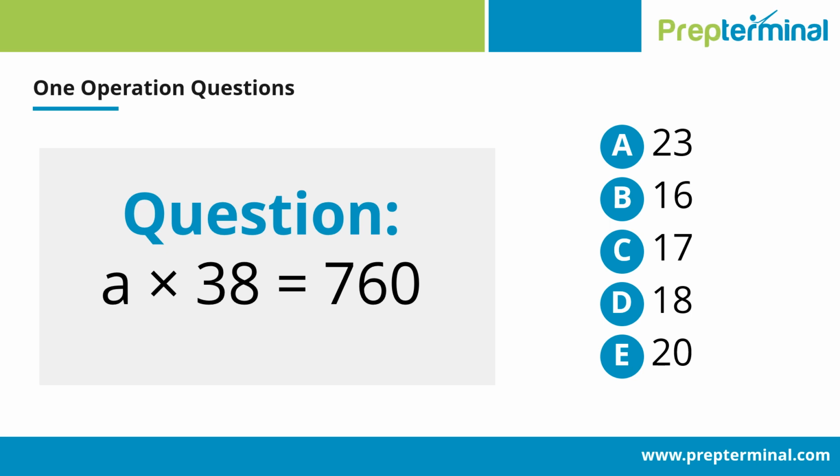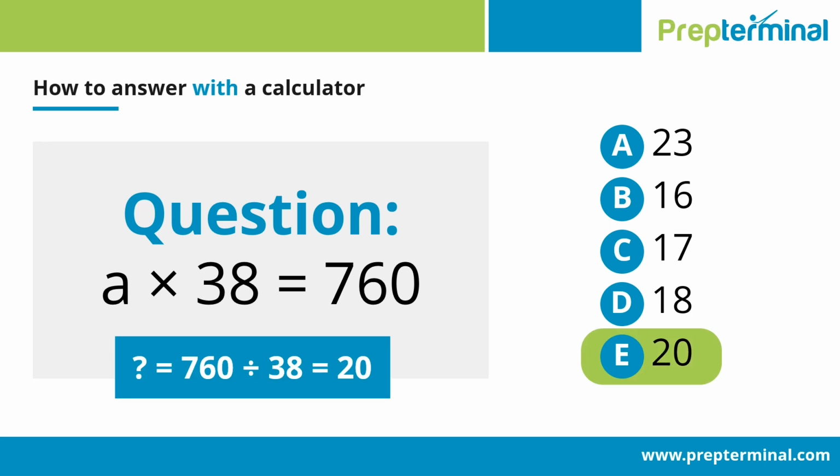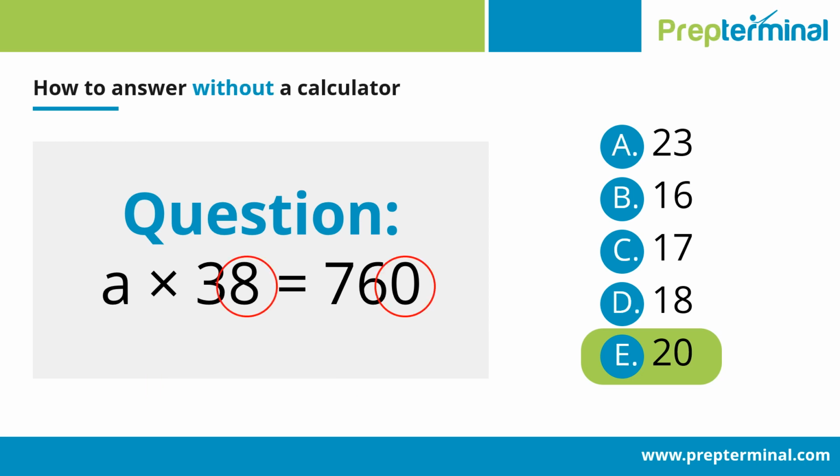Question: what is A if A multiplied by 38 equals 760? To answer with a calculator, all you need to do is apply inverse operations on both sides of the equation in order to get the answer. A equals 760 divided by 38 equals 20. Hence, the answer is C. How to answer without a calculator. Always look at one's digit, in this case 0 of 760. The only numbers which multiply with 8 to give a number which ends in 0 end with 5 or 0. No choice ends in 5, so the answer is E.